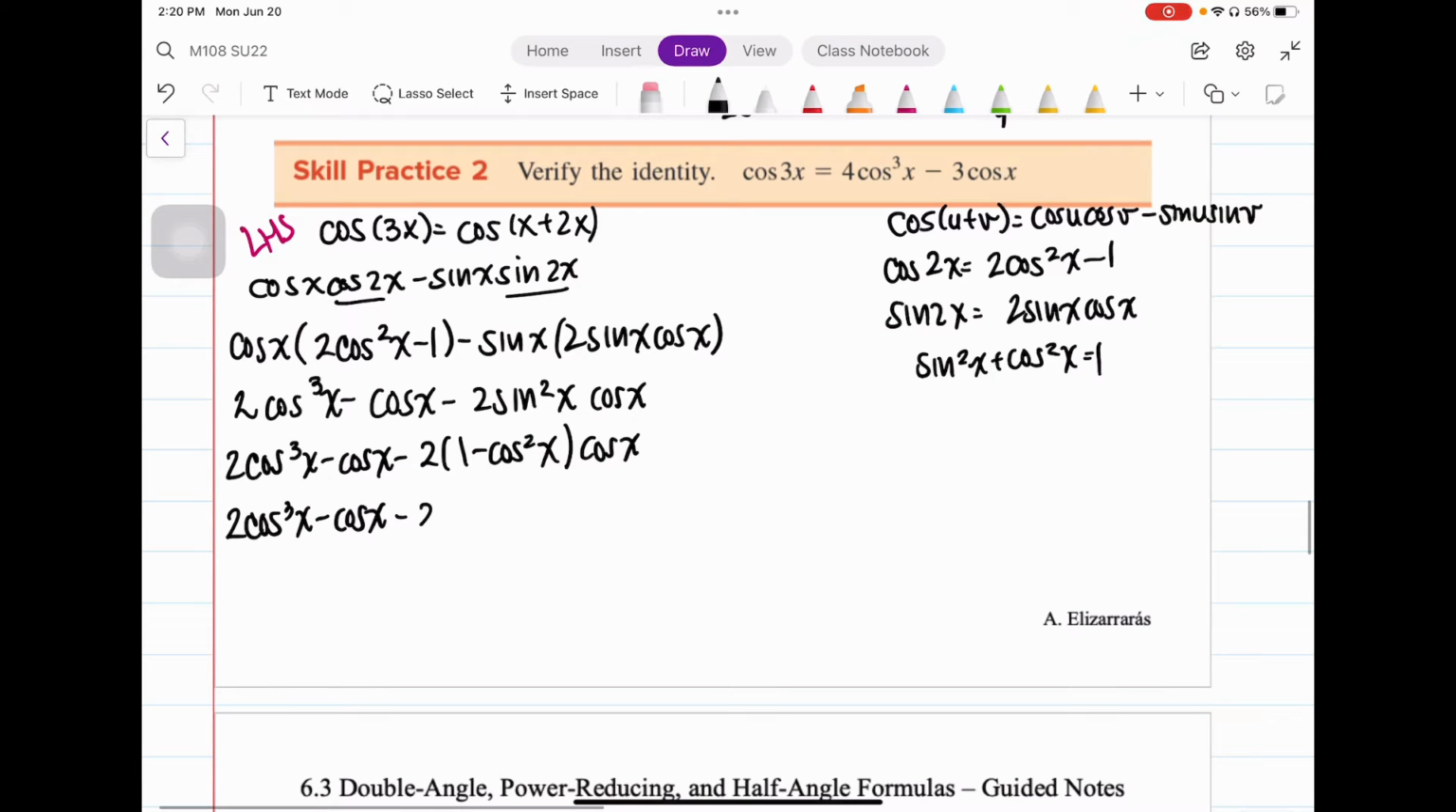Distributing into that term the cosine x, I have 2 cosine cubed x minus cosine x minus 2 cosine x plus 2 cosine cubed x. The 2 cosine cubed x plus the 2 cosine cubed x is 4 cosine cubed x. And then cosine x minus 2 cosine x is minus 3 cosine x. And that is the right-hand side of the equation. So we've actually verified the identity.